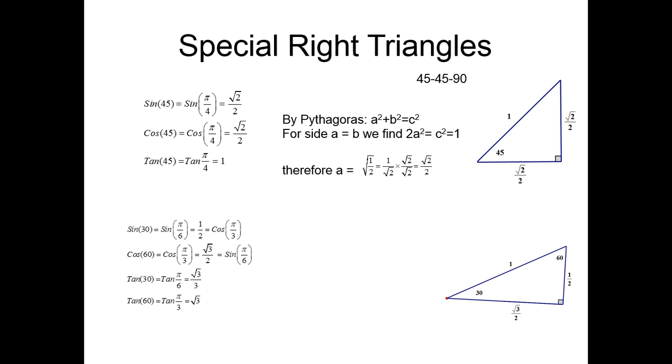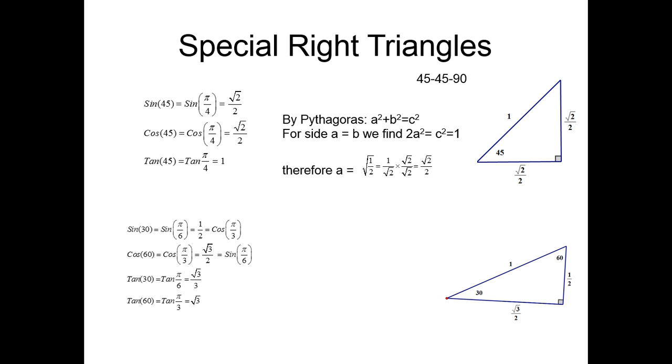The sine of 45, and soon we will refer to radian measures in which we will say the sine of pi over 4, but for now we'll just keep it as the sine of 45. As the sine always is, it's the opposite over the hypotenuse, being 1, so it's root 2 over 2.